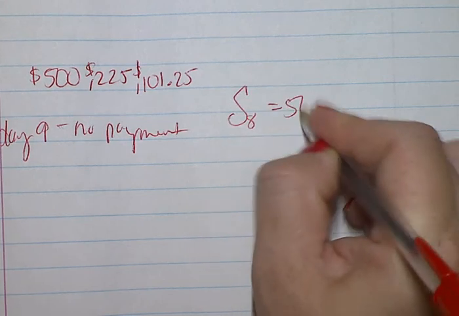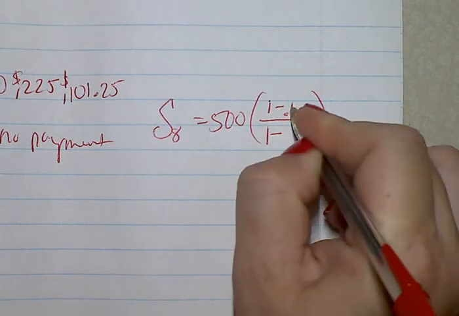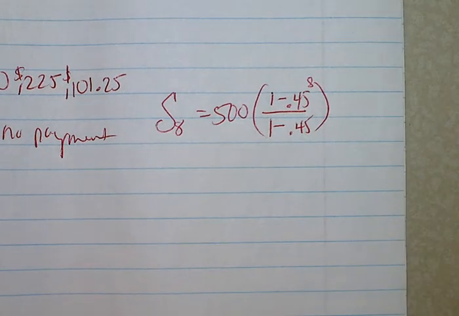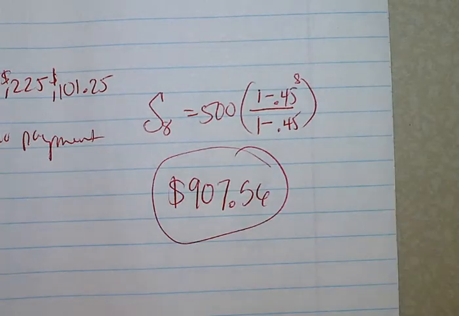We start with 500. Our rate is 0.45, and we want to add up the first 8. Please calculate this amount. Approximately $907.56.